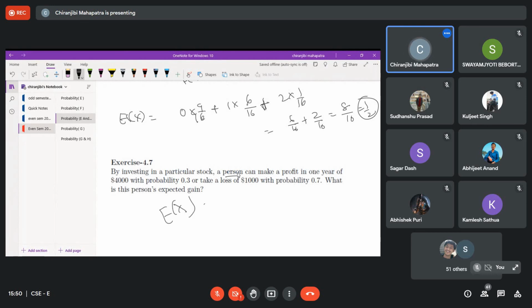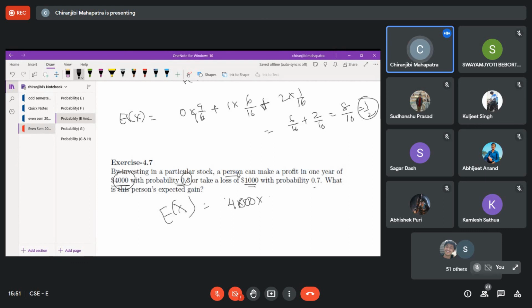Expectation of x. So this will be equals to... Look here: investing in a particular stock, a person makes a profit in 1 year of 4,000 with probability 0.3, or takes a loss of 1,000 with probability 0.7. So the expectation of x is equals to, here we have 4,000 with probability 0.3.